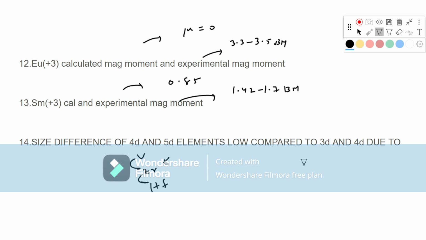Whenever the f orbital is introduced here, because of the poor shielding effect of 4f, the size will decrease. Shielding effect decreases, size decreases. So because of the poor shielding effect of the 4f orbital, the size will decrease from 4d to 5d. So the answer is the poor shielding effect of 4f. Okay, next.